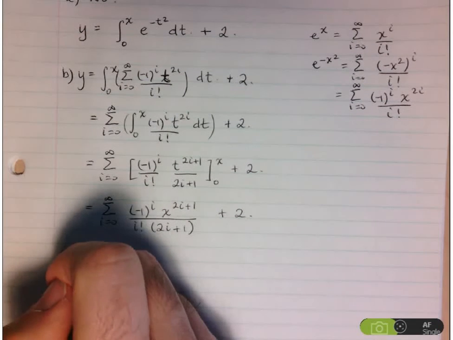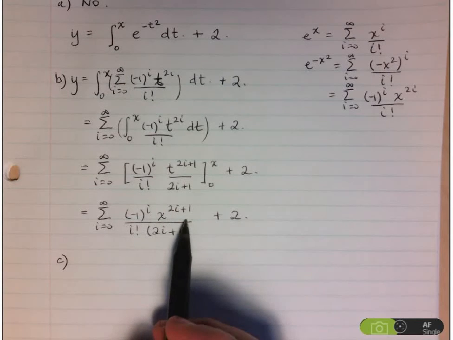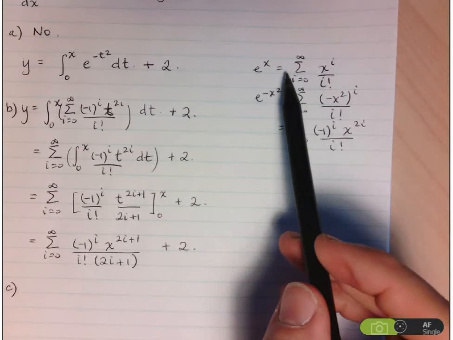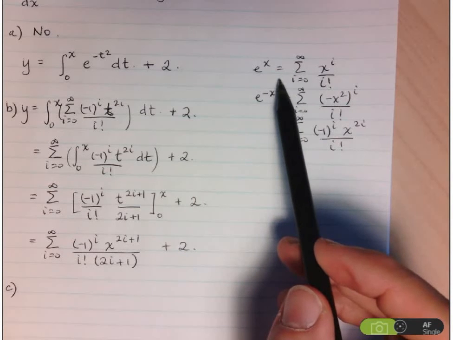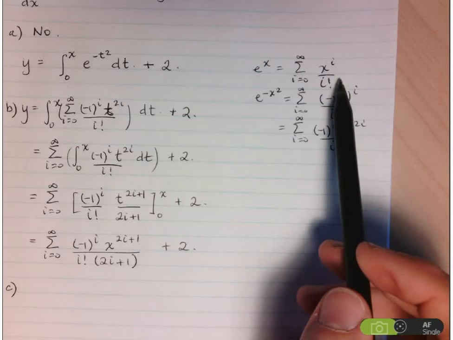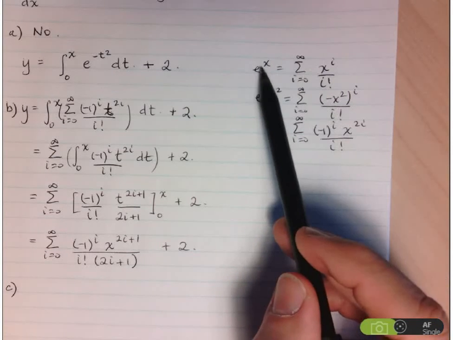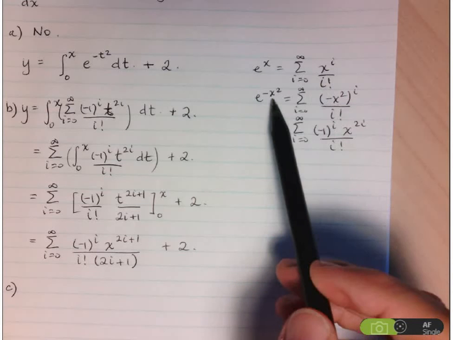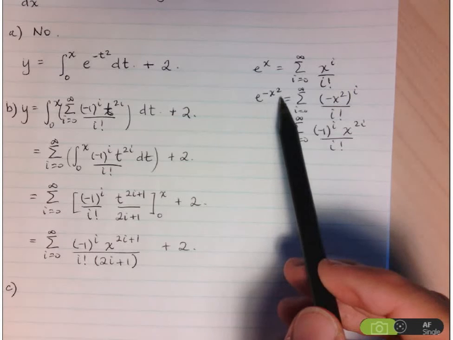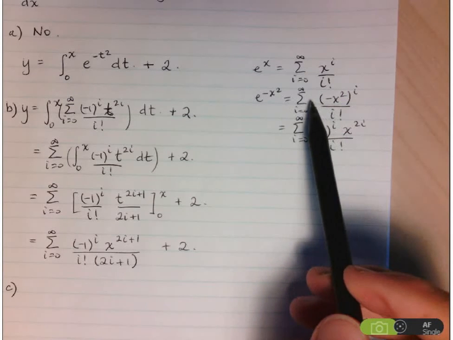Now in part C, they ask us for what values of x do we expect this to converge. Well, let's go back to what we started with. We had e to the x, which even though we haven't shown it yet, they tell us that the power series for e to the x converges for all x values. And of course, we've already shown that the series converges to the function itself. So here, when we put in negative x squared, that won't change the interval of convergence. This should still converge for all x values.